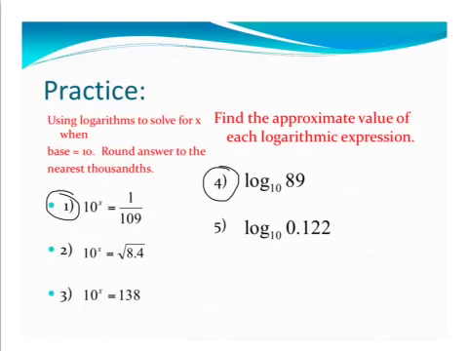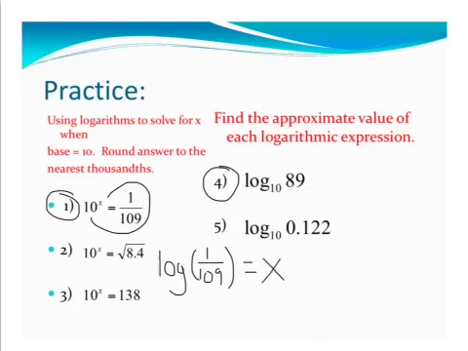Alright, so for number 1, we're going to put it into logarithmic form first. We're all set because we have that 10 there to start, and that's our base. We want to start with that. So we have log base 10. So in our calculator, it'll basically be log, parentheses, 1 over 109, and that's going to equal x, which is going to be, let's see here, negative 2.0374.